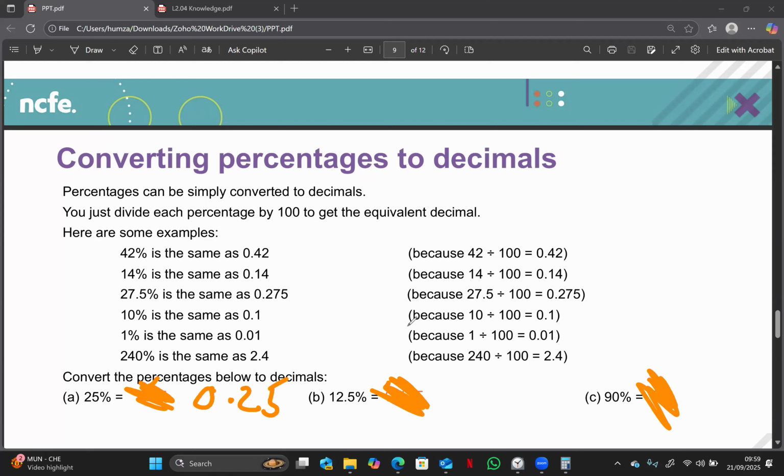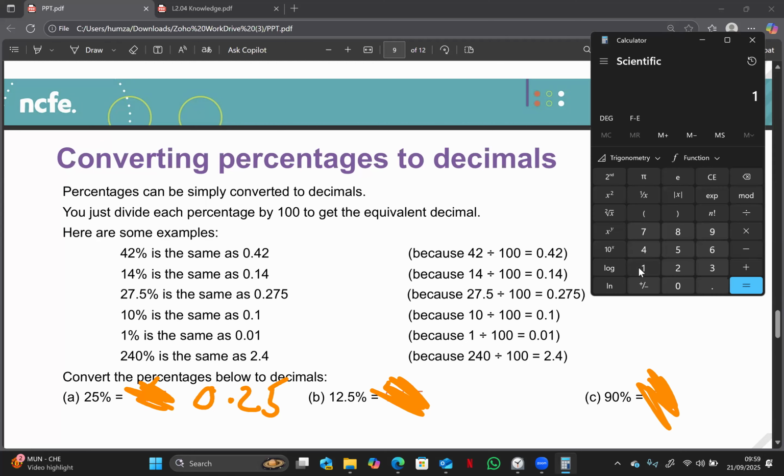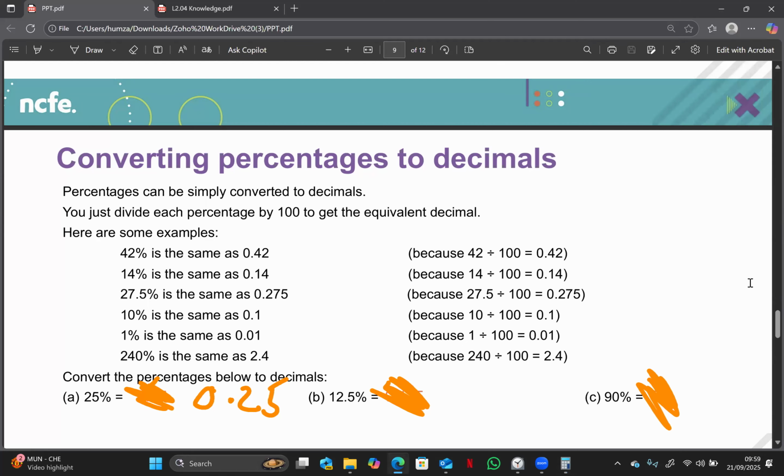Come on. 12.5 over 100. 25. No. Calculate. One second, let me get my calculator. 12.5, we said. Can you see the calculator on my screen? Yeah. Over 100. Divided by 100. Yeah, that's what we said. 0.125. Yes, that's it. Remember, we just discussed this.